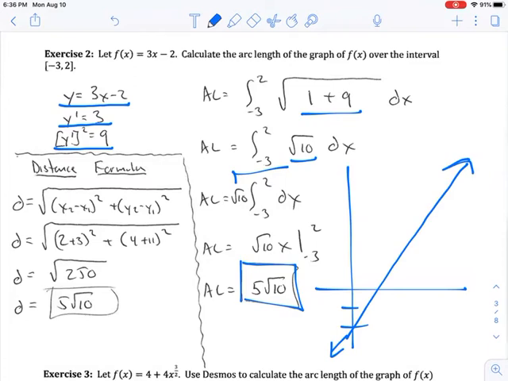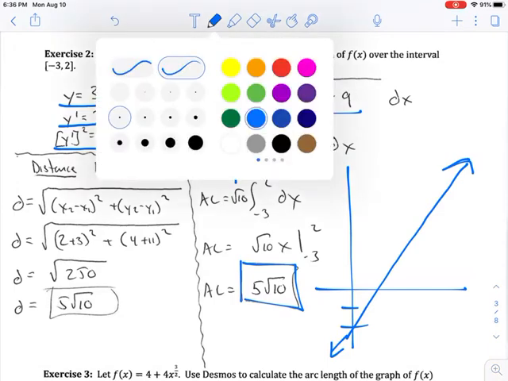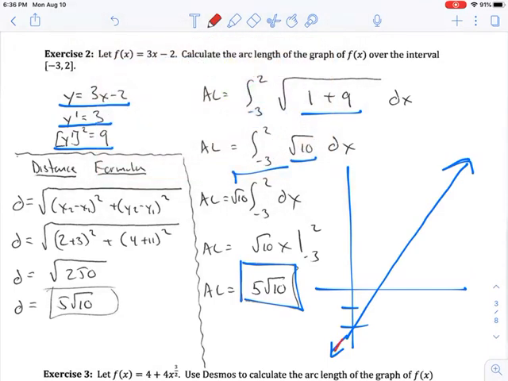And we want to find the arc length. So all we're doing to find the arc length, what are we finding? We're just finding the length of a straight line from so here's 3, here's -2. So we're finding this distance right here.